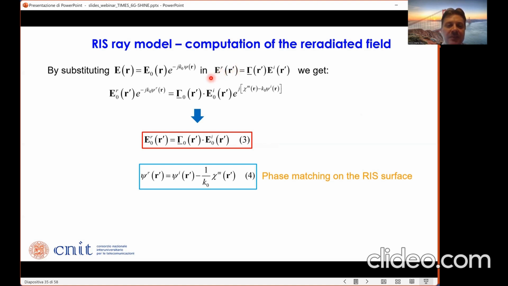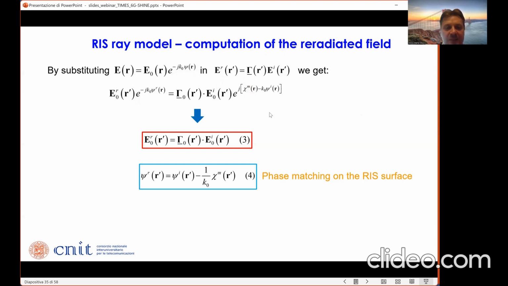we must substitute the expression of the geometrical optics incident and radiated field into this relation, which is the one imposed by the spatial modulation of the RIS. We simply substitute the geometrical optics expression of the fields, and we get this equation, which can be split into two parts.